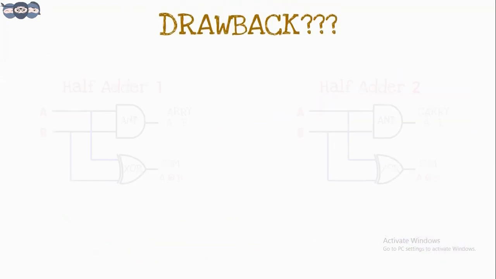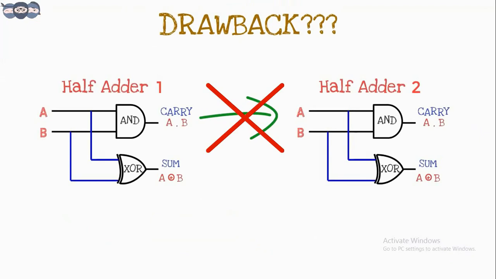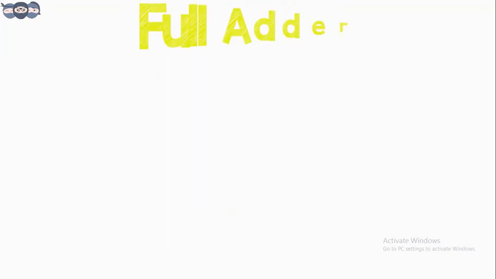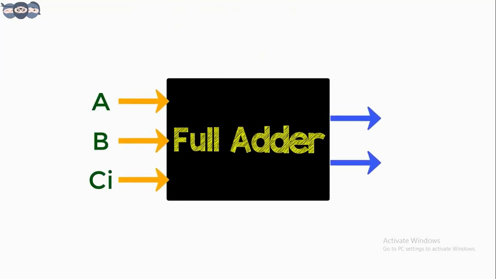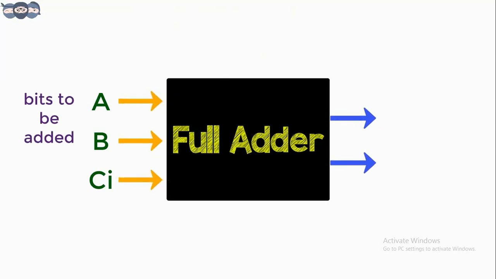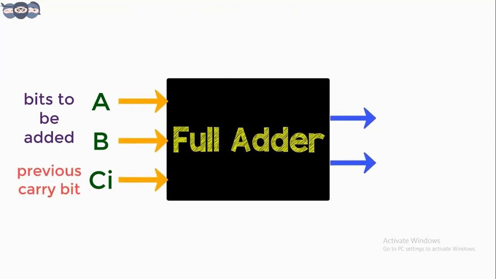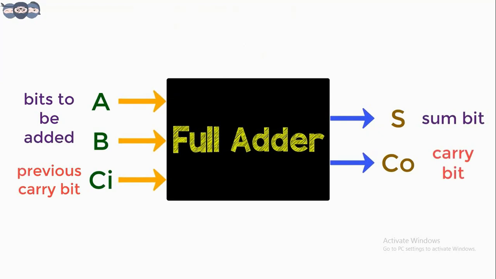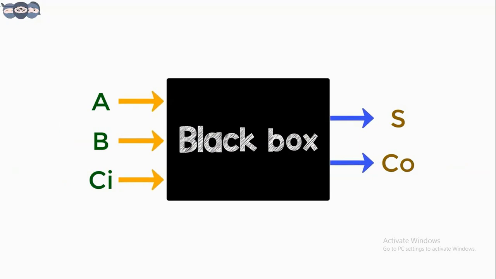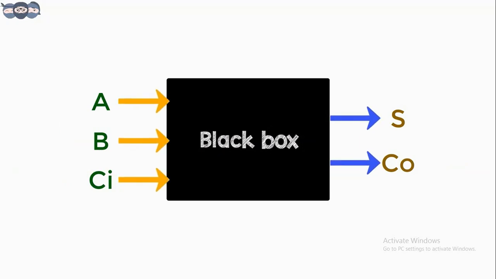One of the main drawbacks of the half adder is its inability to add carry from the previous addition to the next bits. This is taken care of using the full adder circuit. The full adder circuit consists of 3 input bits and 2 output bits. The 3 inputs to the full adder are A, B and Ci, where A and B are the bits to be added and Ci is the previous carry bit. The outputs are S and Co, where S is the sum bit and Co is the carry bit generated for this current sum. As seen here, let us consider this black box with 3 inputs A, B and Ci and 2 outputs named S and Co.